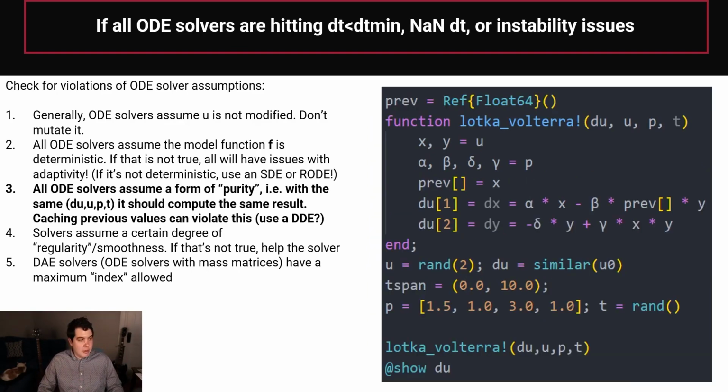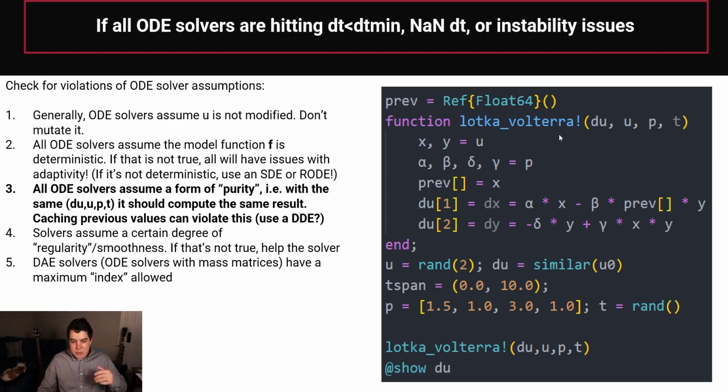Another thing that comes up is purity, right? Differential equations assume that every time you call f on the same inputs, you get the same answer. The derivative of u at a given time point should always be the same value. It shouldn't be two different values. Very much related to stochasticity issues.